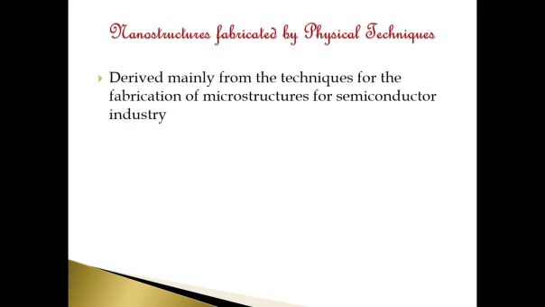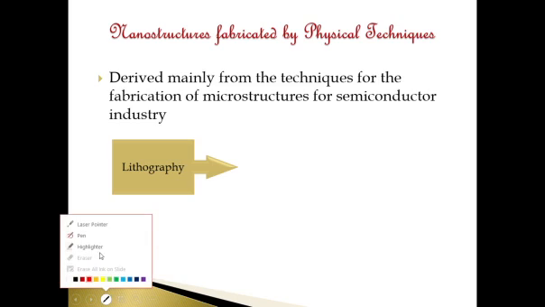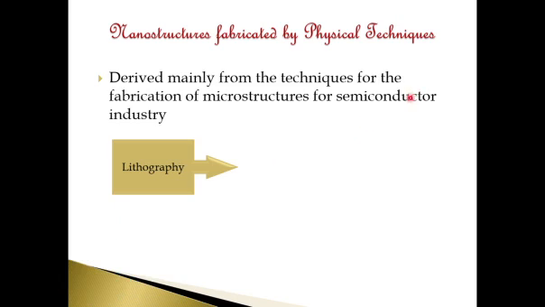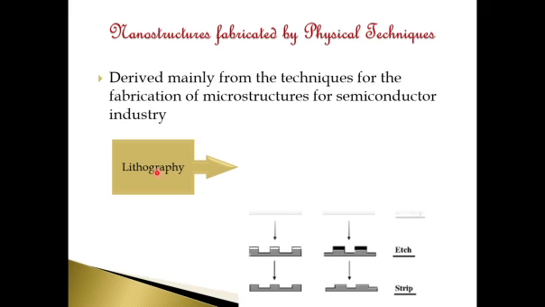So, nanostructures can be fabricated by physical techniques and they are derived mainly from the techniques for the fabrication of microstructure for semiconductor industry. So already lithographic technique was available for fabricating structures in the micrometer dimension, which is familiar for the semiconductor industry like IC chips and all. So the same technique was employed for designing features in the nanometer range.